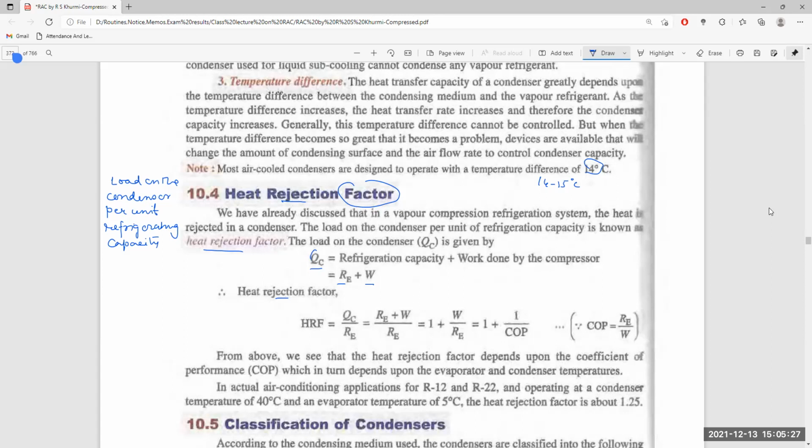So the heat rejection factor depends on the coefficient of performance, which in turn depends on the evaporator and condenser temperatures. In actual air conditioning applications for R12 or R22, operating at a condenser temperature of 40 degrees centigrade and an evaporator temperature of around 5 degrees centigrade, the heat rejection factor is around 1.25. The condensing temperature is around 10 to 15 degrees higher than the surrounding temperature, and the evaporating temperature is around 5 degrees centigrade.